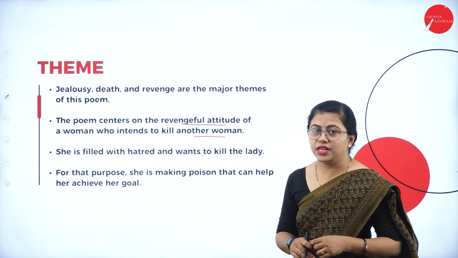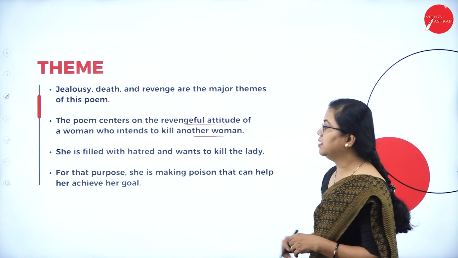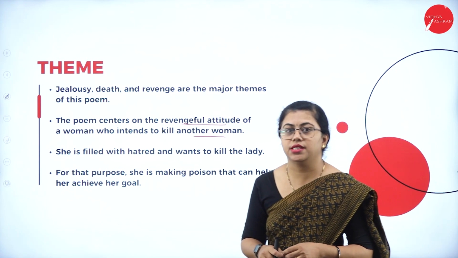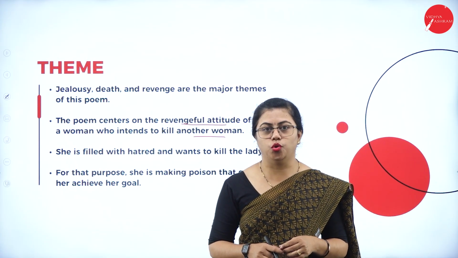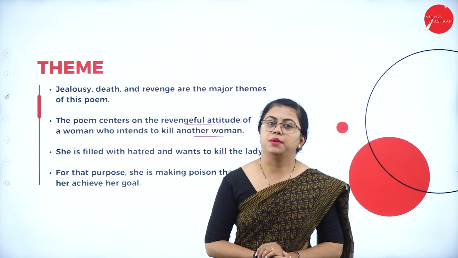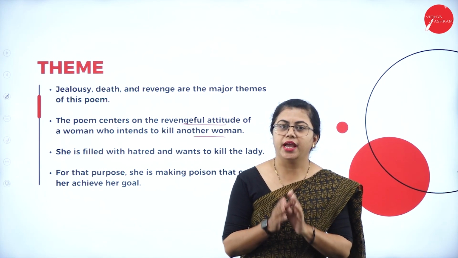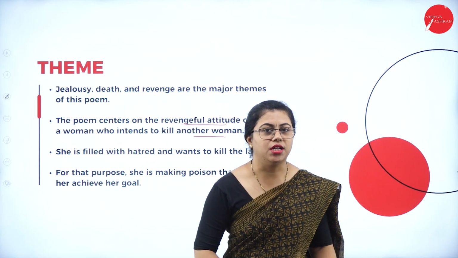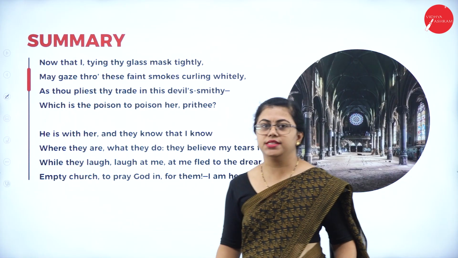She is filled with hatred and wants to kill the lady. For that purpose, she is making a poison in order to achieve the goal. So she wants to achieve the goal by preparing a poison in the laboratory, and this poem is all about that laboratory. So let us start with the first stanza of this poem.